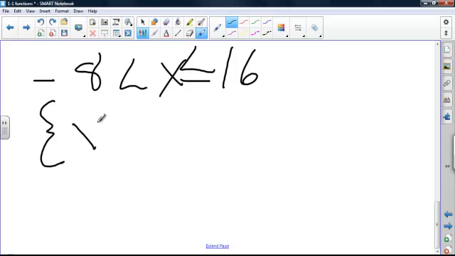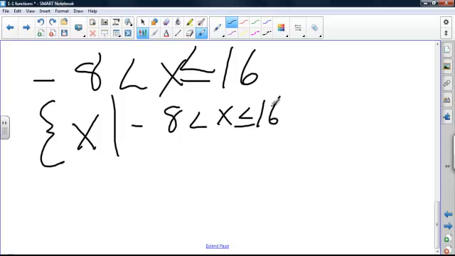I'm going to put x such that, now remember what I said about inequalities. Whatever the inequality is, I take it and it goes right here. So I'm going to put -8 is less than x, which is less than or equal to 16. Okay, there's no stipulations on decimals or anything, so we're going to say x is an element of the real numbers. Close the brace. Okay, here's your set builder notation.